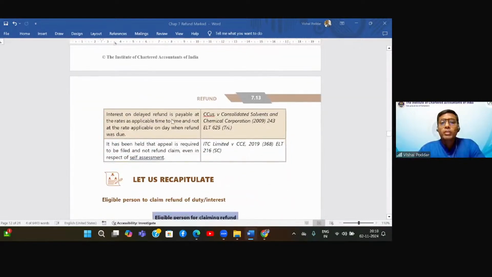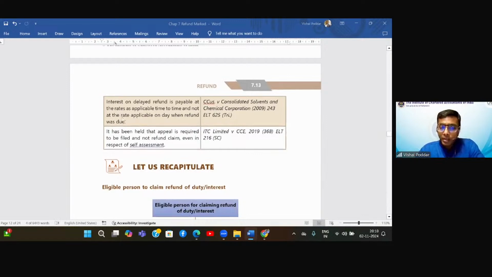Next, interest on delayed refund is payable at the rate as applicable from time to time, and not at the rate applicable on the day when the refund was due. Now, this is interesting. We saw the refund is applicable if the application is not processed within 3 months. So beyond 3 months, you are entitled to get a refund.